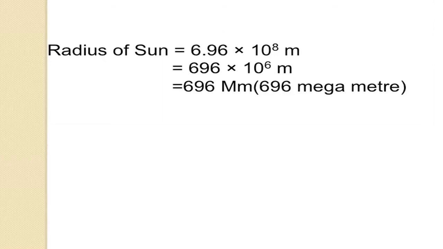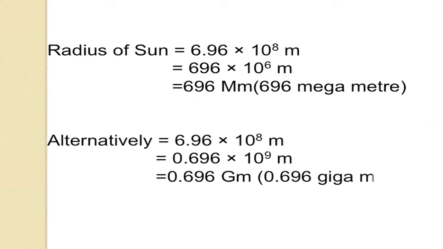Like the radius of the Sun, which is given as 6.96 × 10^8 meters. This can also be expressed as 696 × 10^6 meters. In fact, it can also be expressed as 696 megameters. Alternatively, you can also express the radius of the Sun as 0.696 × 10^9 meters, or let's say 0.696 gigameter.